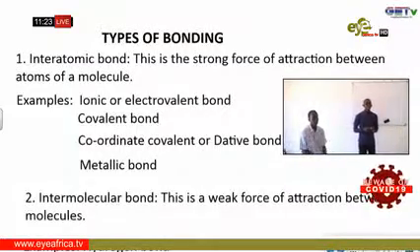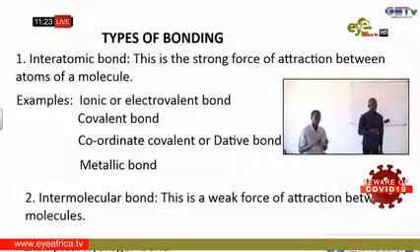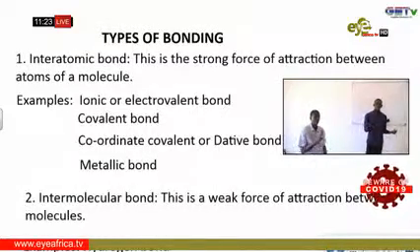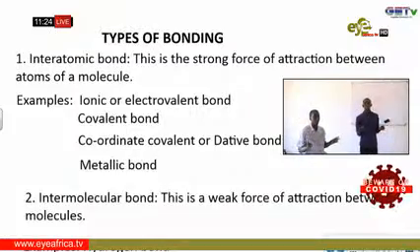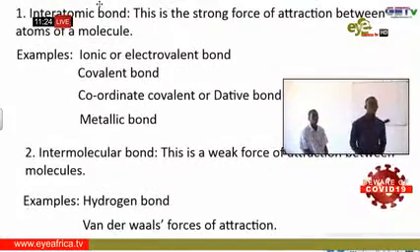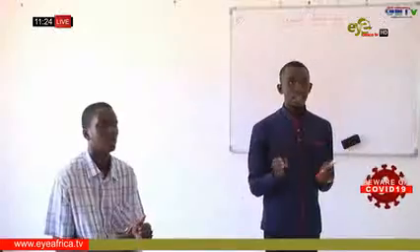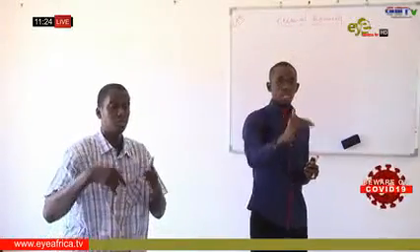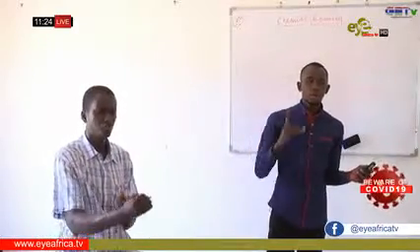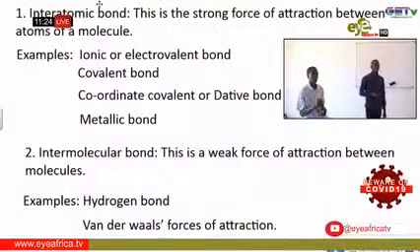And again, we have metallic bond, which is the bond that takes place in metals and also in some alloys. The other type of bond is called intermolecular bond, which is just a weak force of attraction between molecules. The examples are hydrogen bond and van der Waals forces of attraction. Generally, the interatomic bonds are stronger than the intermolecular bonds. Intermolecular bonds are all weak, but hydrogen bond is the strongest of these.